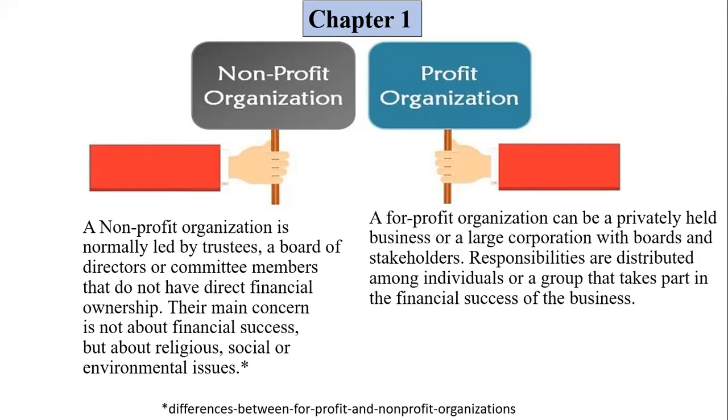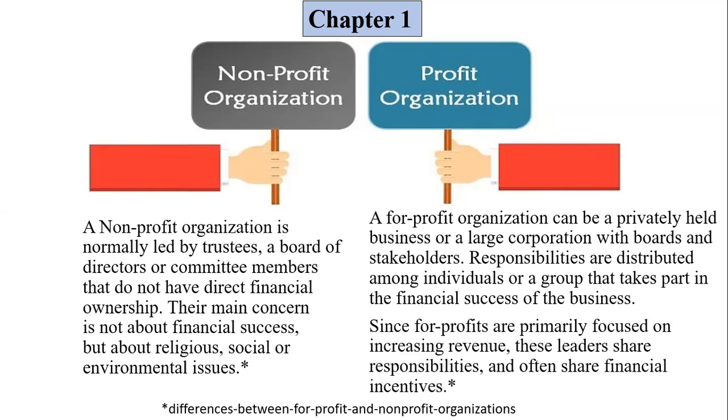A for-profit organization, on the other hand, can be a privately held business or a large corporation with boards and stakeholders. Responsibilities are distributed amongst individuals or a group that takes part in the financial success of the business. Since for-profits are primarily focused on increasing revenue, these leaders share responsibilities and often financial incentives.